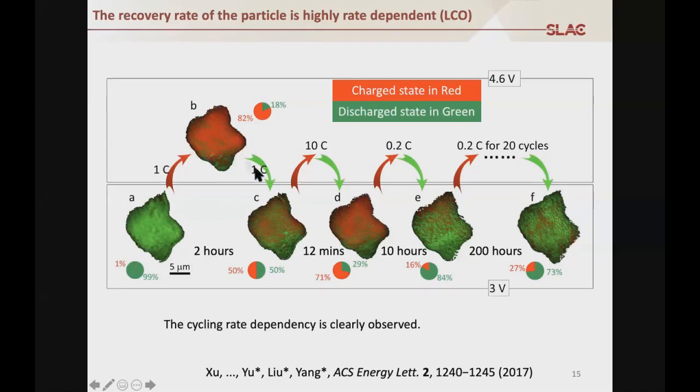If we do this relatively fast, over 1 hour charging and 1 hour discharging, you see only 50% of this particle recover to the green phase. If we do this even faster, then you see that the recovery rate is even lower. And this in situ and operando observation of the same particle over long-term cycling really provides the direct observation of the rate dependency in this material.